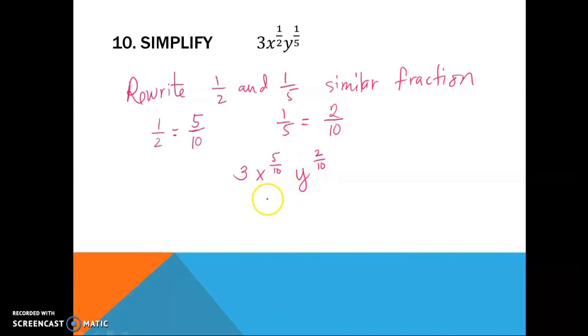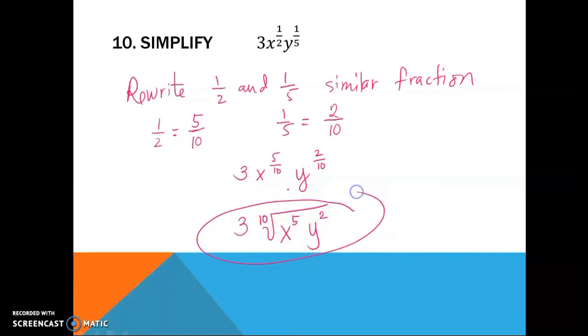So, kapag sinulat na natin into radical form, we have yung 3, nasa labas lang siya, kasi wala naman siyang exponent. So, we have 10th root of x raised to 5, and then y raised to 2. So, ito na yung sagot niya. 3 10th root of x raised to 5, y squared. Okay?